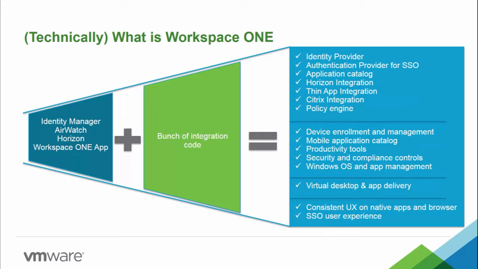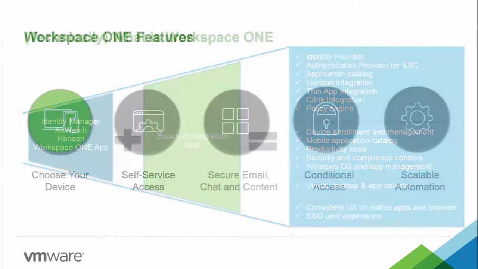As you see here on the left hand side, it consists of Identity Manager, AirWatch, as well as the Workspace ONE app, and it also has Horizon in it as well. But then we've done a bunch of integration code to it, and as you see on the right side here, here's a list of bullets of what each one of these does within the Workspace ONE solution set. So again, this is just a quick overview in these first set of slides.